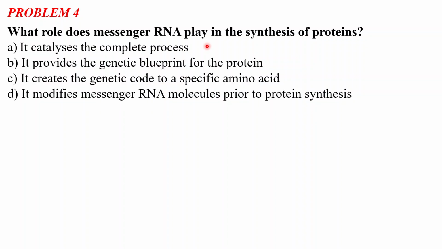What role does the messenger RNA play in the synthesis of proteins? Let me know A, B, C, or D, which of the following is the correct answer. I have mentioned already that even if your answer is wrong, it does not matter, but please try. A, it catalyzes the complete process. B, it provides the genetic blueprint for the protein. C, it creates the genetic code for a specific amino acid. D, it modifies messenger RNA molecules prior to the protein synthesis.